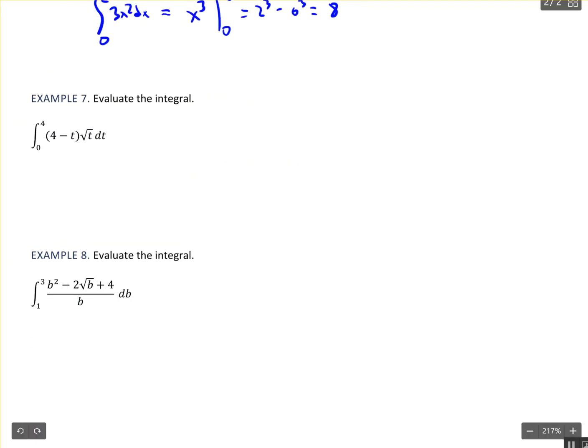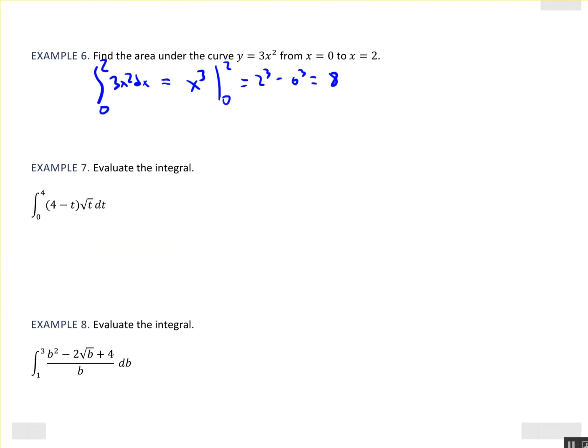All right, now we get a little bit more interesting. If we look at this, the integral from 0 to 4 of this guy, as it is, we cannot take the antiderivative of each part. Things that are multiplied, we can't really deal with that. However, if we multiply that square root of t through, we can write this as 4 root t minus t times t to the 1/2, which is t to the 3/2.